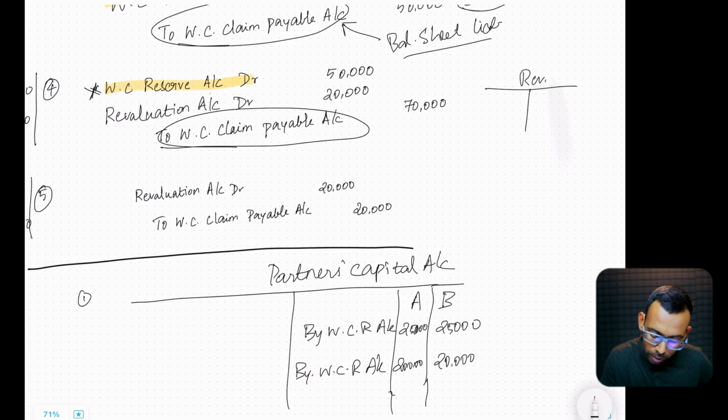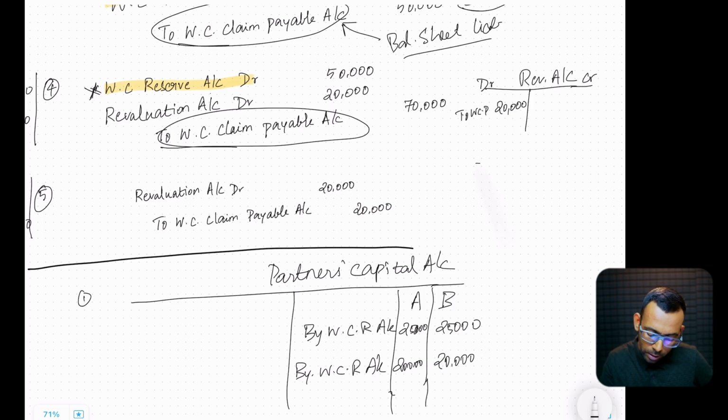Let's say this is your revaluation account. You should always find the debit side, okay? Because it's an unfavorable item. So find the debit side. Whatever amount you have written here, you would write it on the debit side of the revaluation account. And for the ledger that is opposite to the revaluation account, see the opposite account, which is workman claim payable. Don't write workman reserve here. So you have to write workman claim payable account here on the debit side. To workman claim payable 20,000.